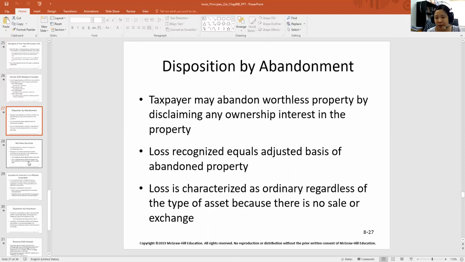For example, if I have an equipment and it has an adjusted basis of 5,000, and I decide to throw that equipment away because it cannot be used anymore. In this case, because it still has an adjusted basis of 5,000, since I decided to throw it away, there will be a loss recognized of 5,000, which is equal to my adjusted basis. And this loss is characterized as ordinary loss.